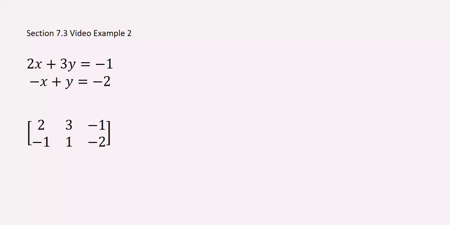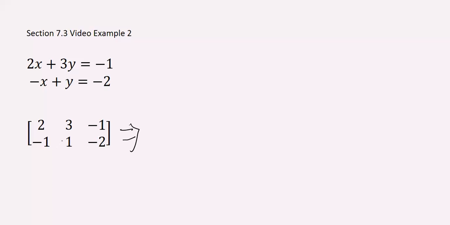Our next example also involves two equations with two unknowns. We have this system of equations here that we're going to represent in augmented matrix form as shown here. And now our task is to apply Gaussian elimination to this system. And we do this in our first step.